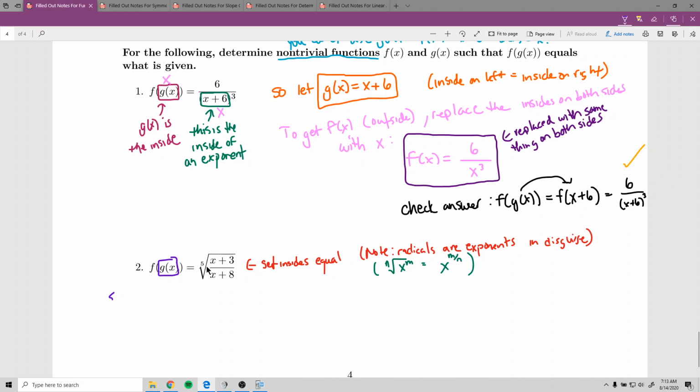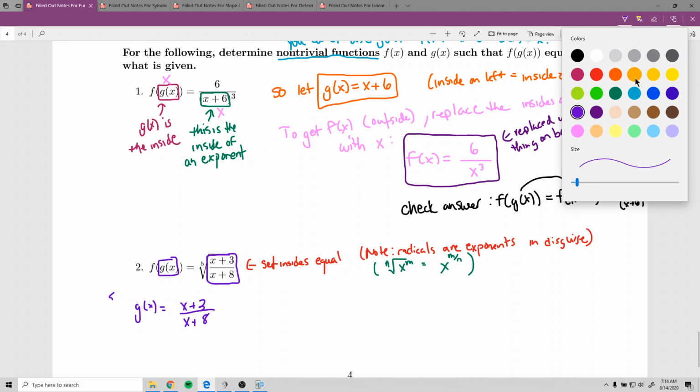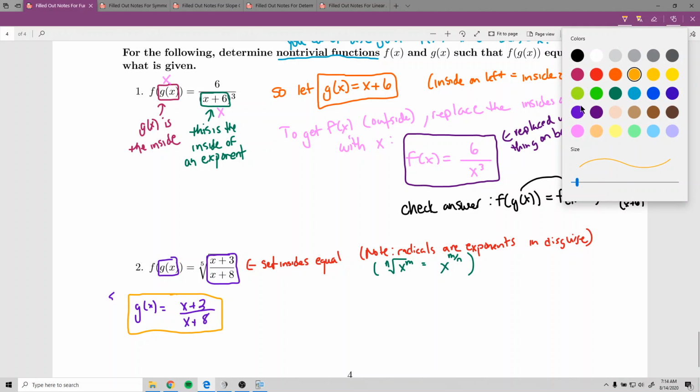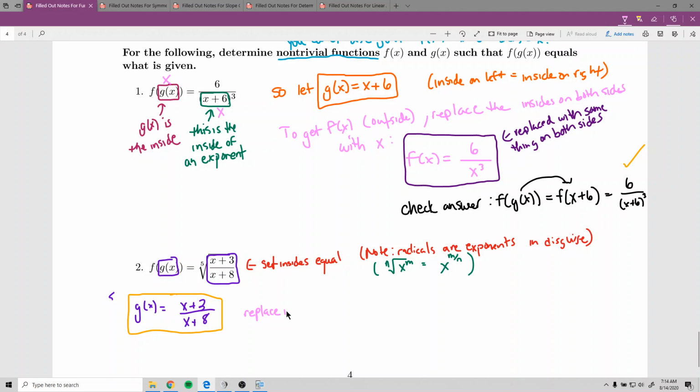We got g of x on the inside over here and the inside on the right. Well, since this whole thing is an exponent, I want to use the entire fraction here. So we got g of x equals x plus 3 over x plus 8. Right? So that is going to be our g of x, and then we replace the insides with x to get f of x. So on the left we have f of x because this is becoming x, and on the right side we have the fifth root, but the entire inside becomes just x. And you don't need to rearrange that, change it to an exponent, you can leave it as a radical. So our pair of answers here for number 2, f of x equals the fifth root of x, g of x equals x plus 3 over x plus 8.